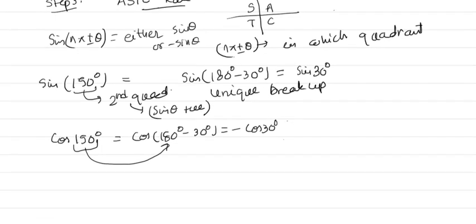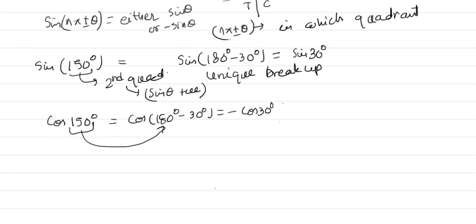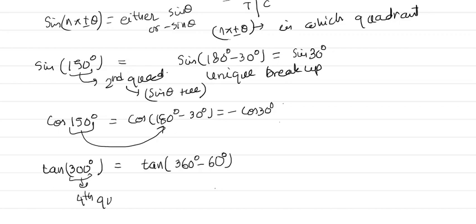Okay, similarly if you write tan 300 degree, you can write tan of 360 degree minus 60 degree, right? How? Because you know 300 degree comes in the fourth quadrant. Fourth quadrant means only one way, 360 degree minus theta. So theta will be an acute angle. So two things: one is the quadrant, second is that theta is an acute angle.